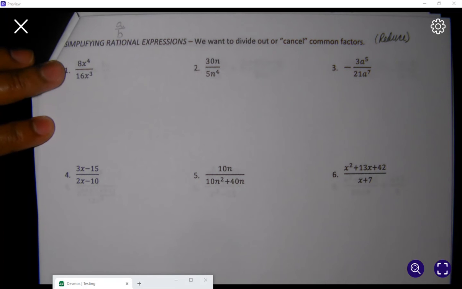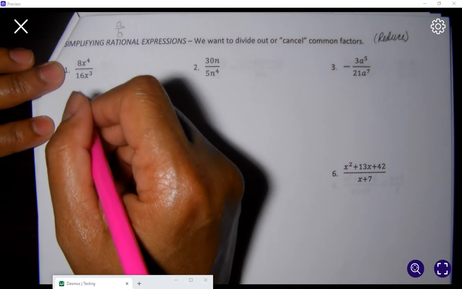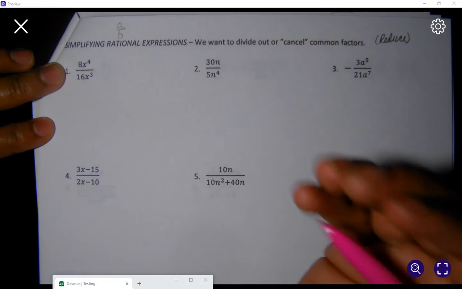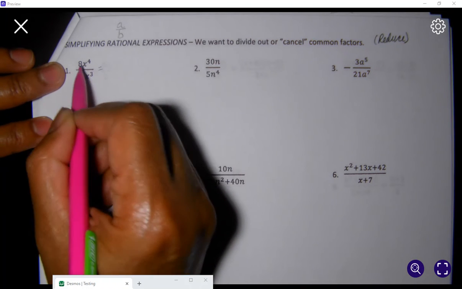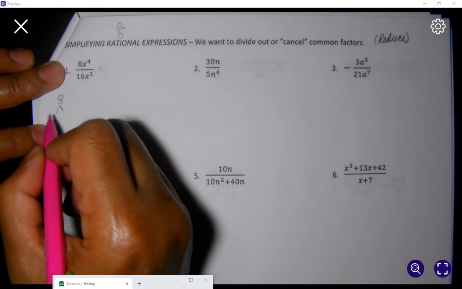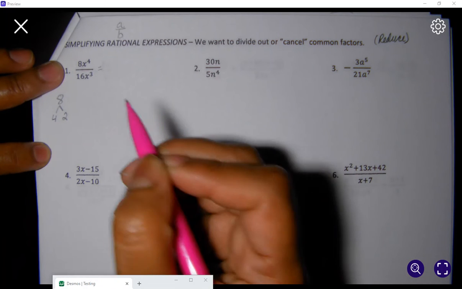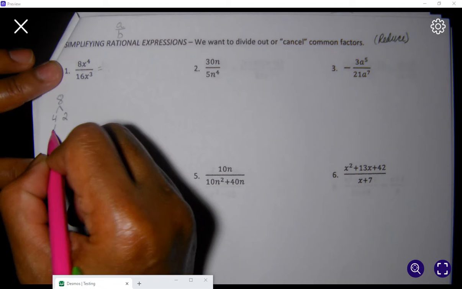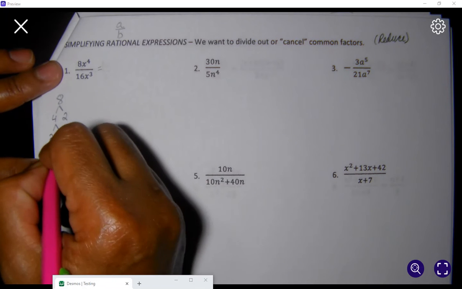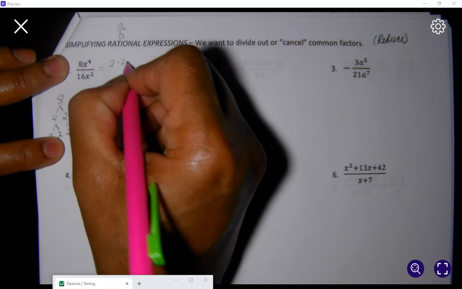All right, so let's look at the first problem here. I'm going to do this the long way, and then hopefully we can work it out so we can do it a little faster. With this 8, I'm going to break it down into its prime factors. We know that 8 is 4 times 2. 2 is a prime number, but I can keep going with 4, that is 2 times 2. So 2 times 2 times 2 is equal to 8. I can rewrite it like that.